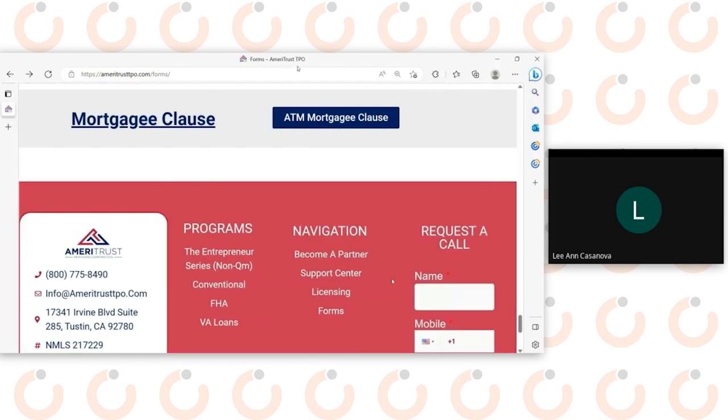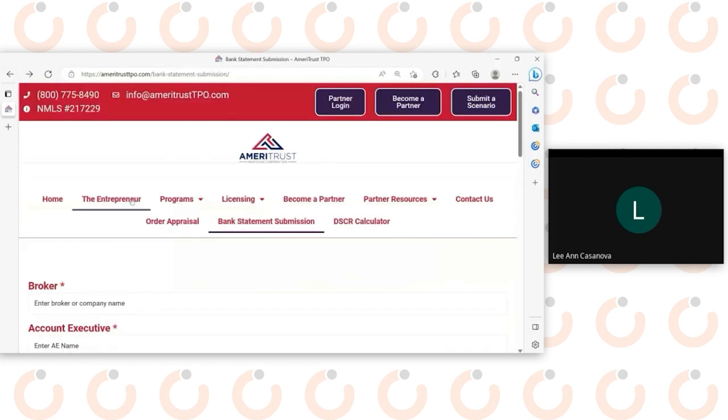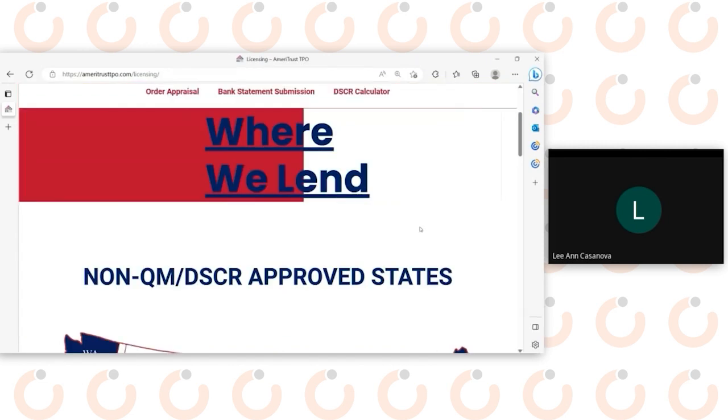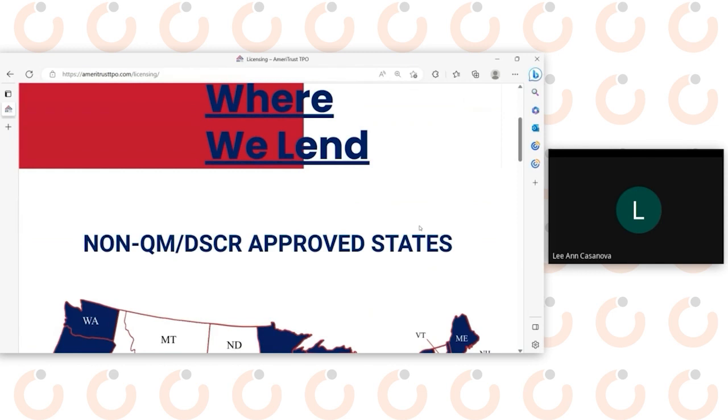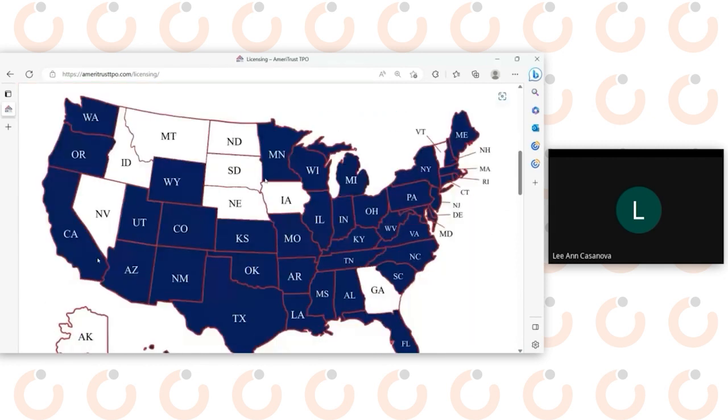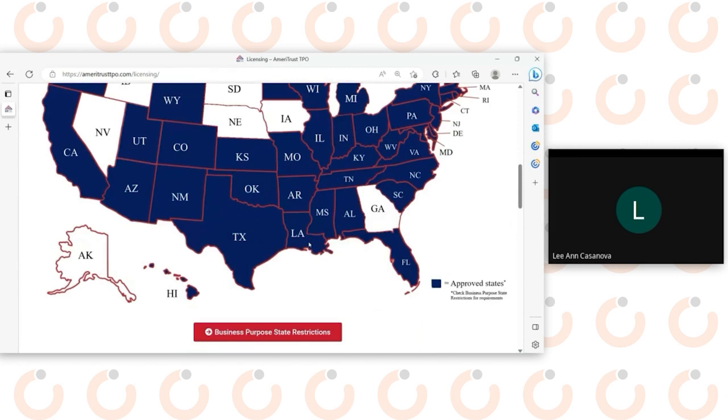Our other big item I want to cover real quick is the licensing. So, twofold. We do, of course, allow you to do any form of investment property in the majority of states in the country, even if you're not licensed there. So if you look on our map under non-QM, DSCR approved states, anything that's in blue means we allow you to do those loans, provided you meet the given rule for the state.